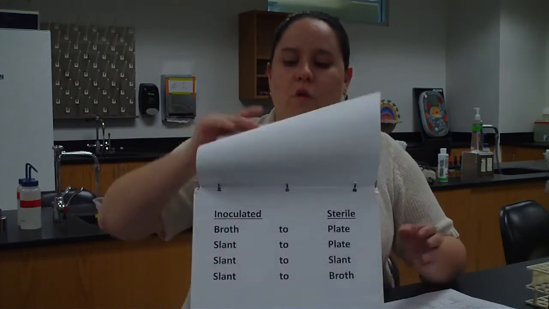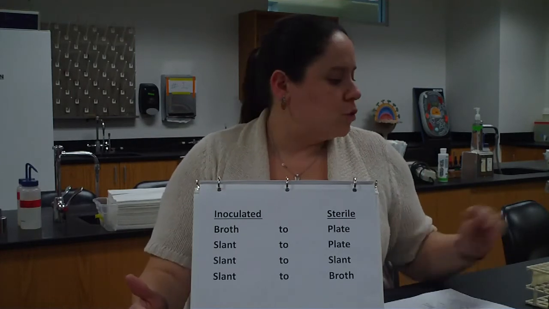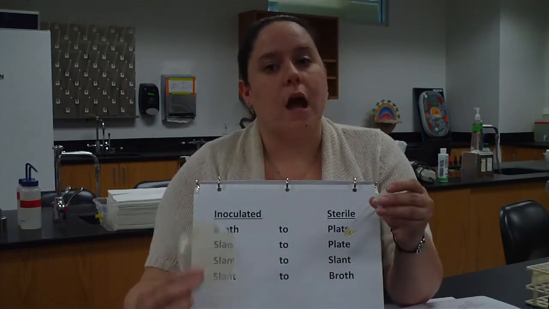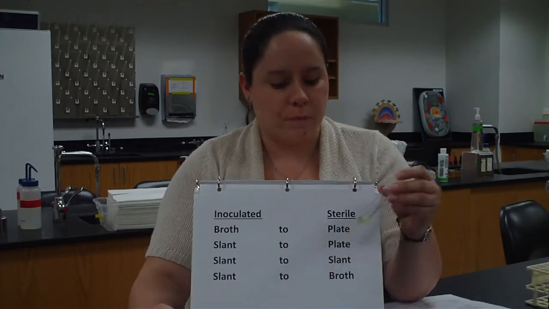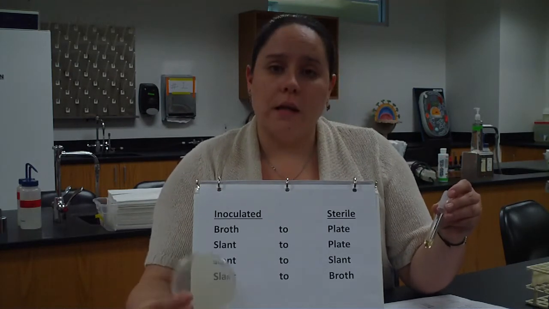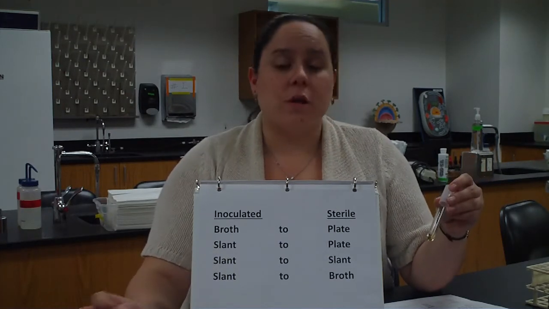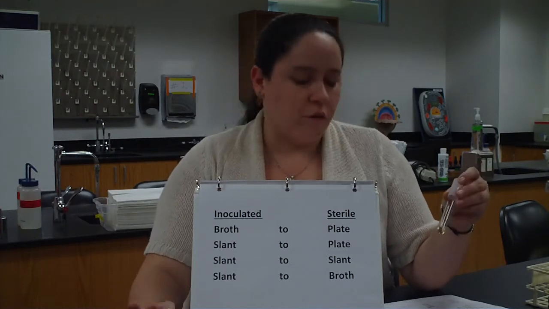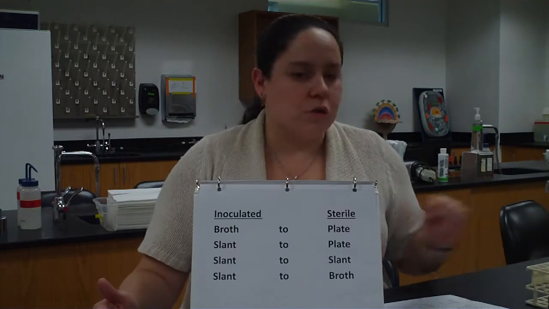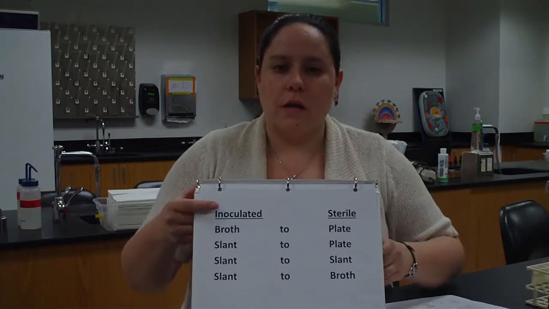So the direction in which you're going to be moving bacteria: you're going to go from a broth to a plate. So with an inoculated broth, you'll take some of this liquid and actually streak it onto a plate using streaking for isolation. You'll be moving from an inoculated slant to an uninoculated or sterile plate. You'll be moving from an inoculated slant to another sterile slant, and then from an inoculated slant to a sterile broth. We'll be using all of those different streaking techniques to move bacteria from one place to another. So let's go ahead and do that.